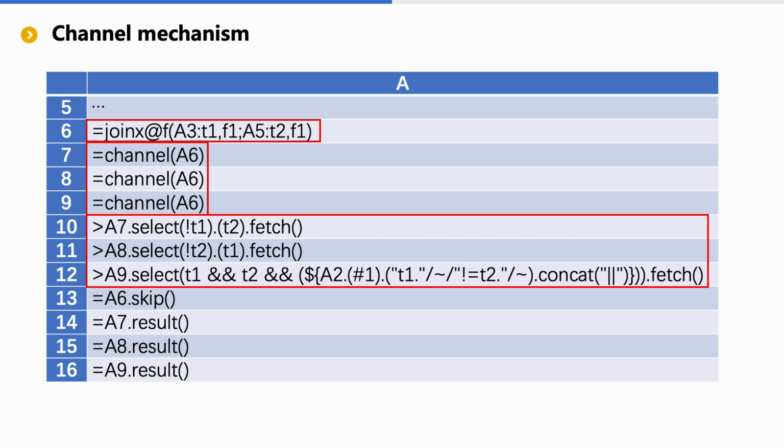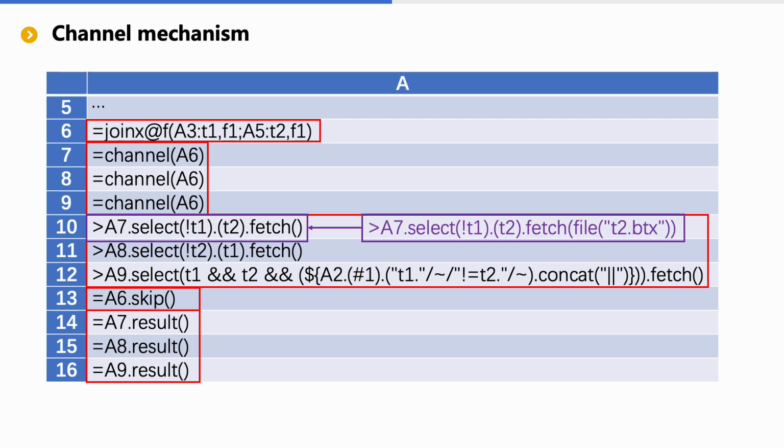A10 finds records that T1 does not have, but T2 has. A11 finds records that T2 does not have, but T1 has. A12 finds records that the primary keys of T1 and T2 are equal, but there are differences in other fields. A13 traverses A6 cursor. This is a one-time action. Finally, obtain the results of additional calculations for these 3 channels.